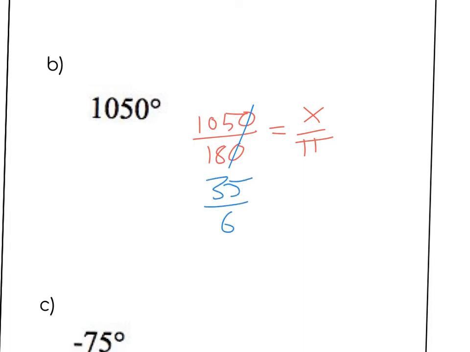For 1050, we're going to set this up as a proportion. So 1050 divided by 180 is equal to some radians over pi. 1050 over 180, the first thing I notice is that I can reduce there, and I don't think that reduces any further. Oh, no, I can reduce that by 3 and get 35 over 6. Multiply the pi to both sides, and I get 35 pi over 6.